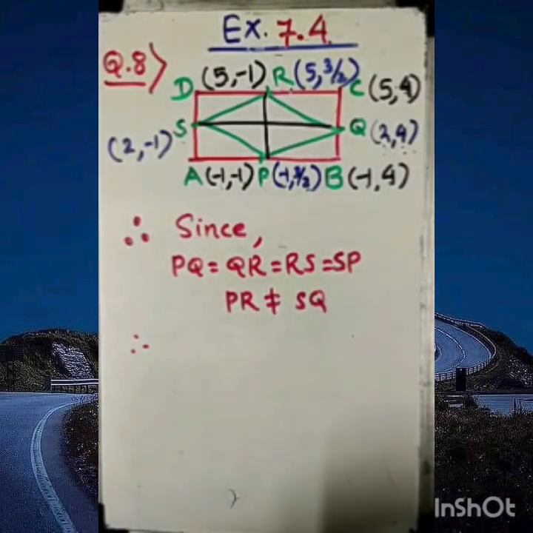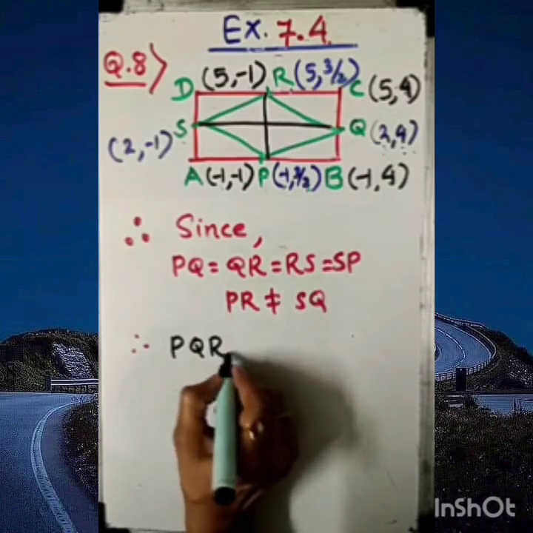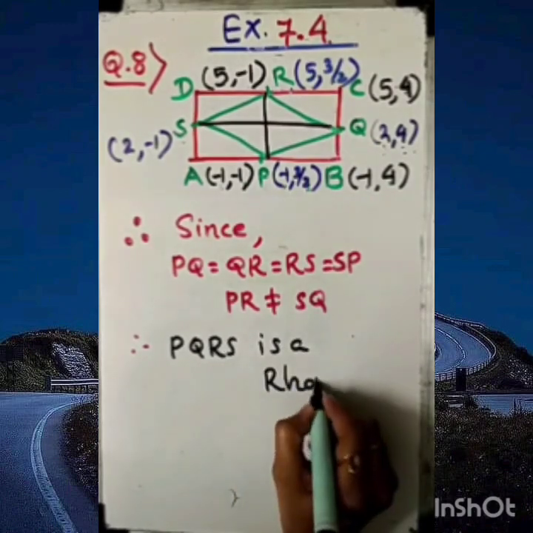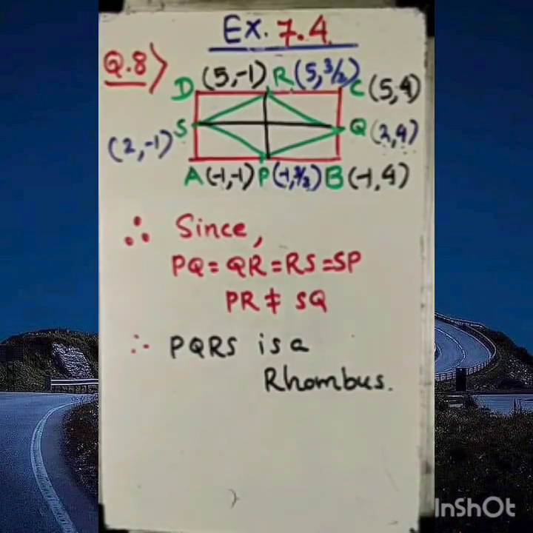Therefore, we can say that PQRS is a rhombus. Is it clear? Therefore, the PQRS is a rhombus. This is the complete solution of question number 8 of exercise 7.4.